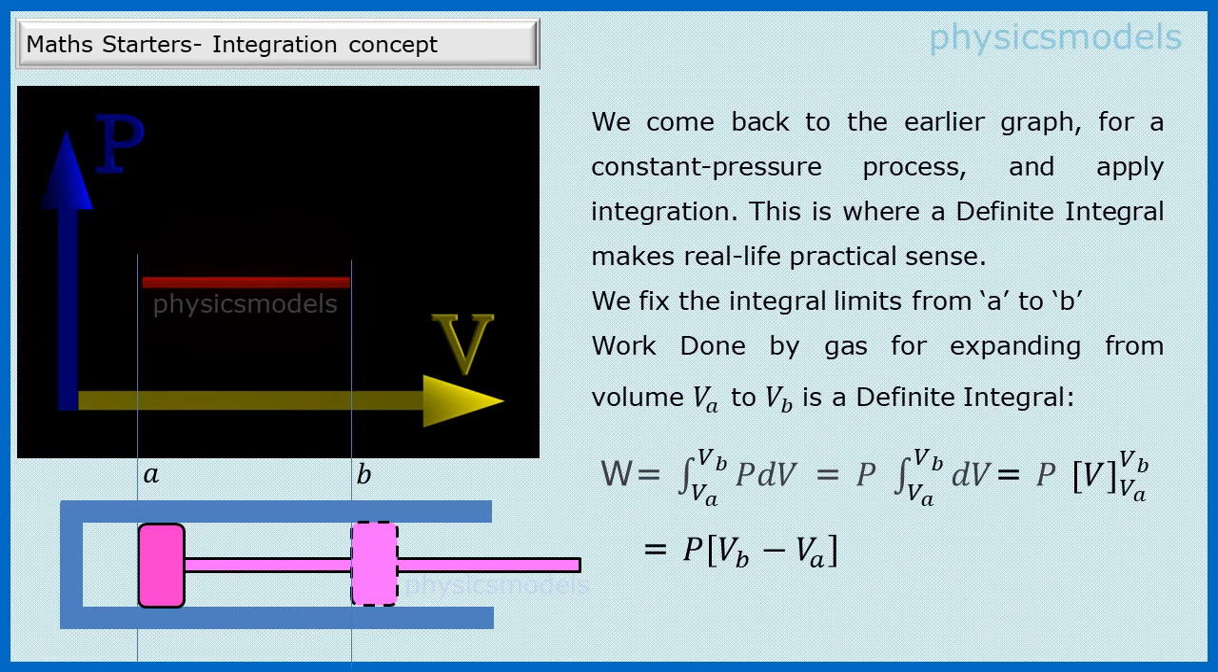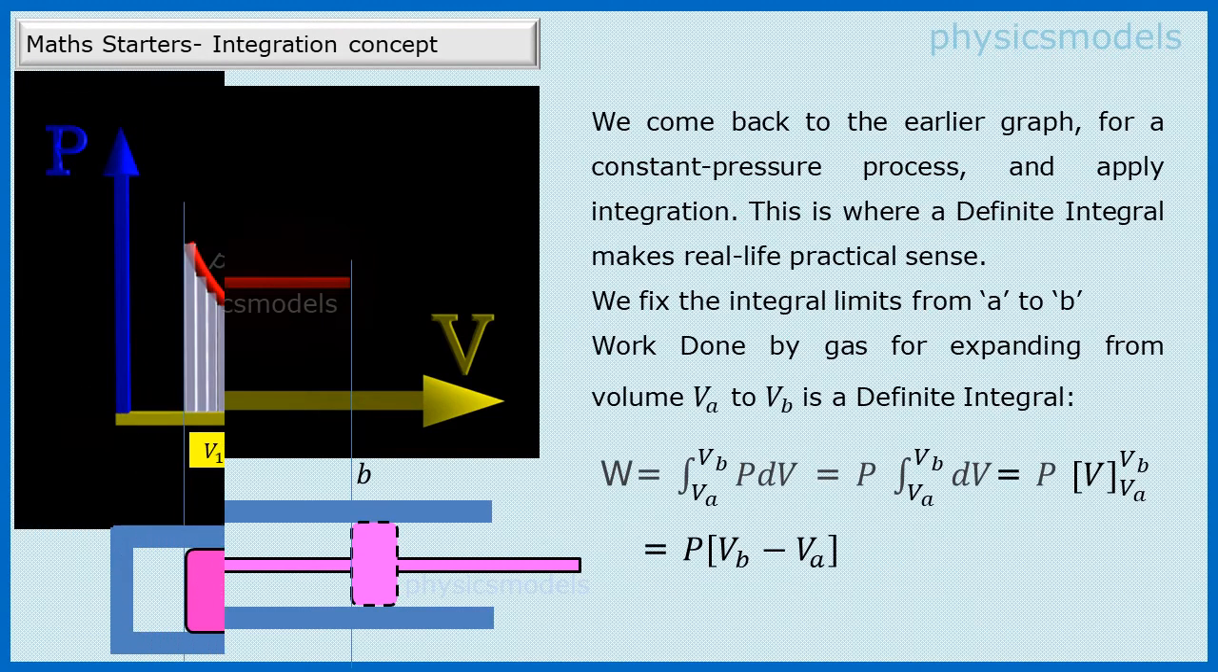For example, if we take this straight line graph and do a proper integration, the work will be the integral of P dV from initial volume VA to the final volume VB, and P comes out of the integration because that's a constant, okay? And the integral of dV is V, so that becomes P into VB minus VA. So it's very simple because this is a straight line graph. Things will become complicated if we look at the hyperbolic graph, which we will do now.